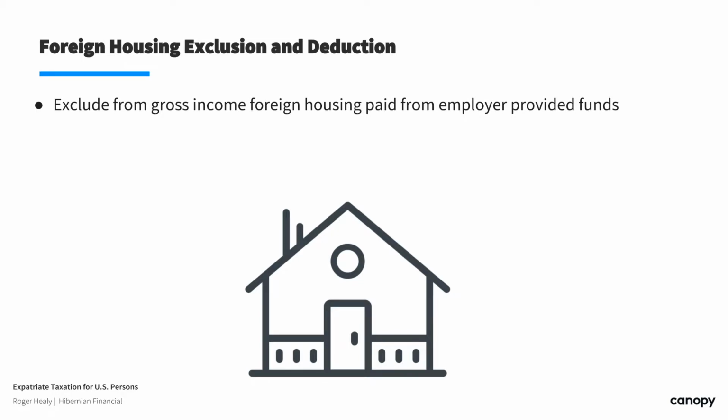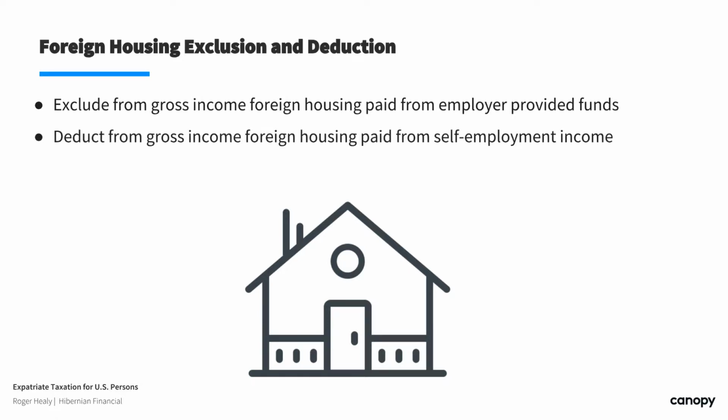The foreign housing exclusion and deduction. In addition to being able to exclude foreign earned income, you can also exclude from gross income foreign housing paid for from employer funds. Now, importantly, employer-provided funds includes wages, salary, reimbursements, equalization amounts, perhaps an education allowance. These allowances are included as employer-provided funds, whatever use they're put to. Alternatively, if you're self-employed, you can deduct, but not exclude from your gross income, foreign housing costs.